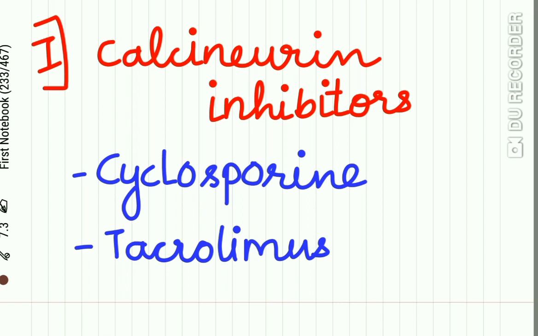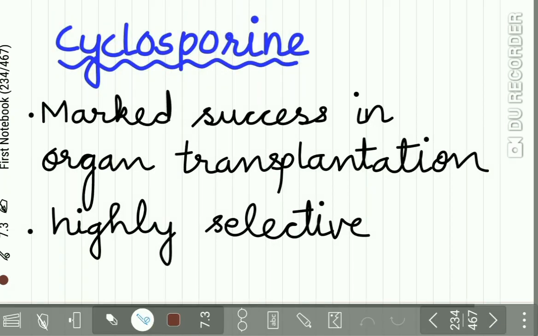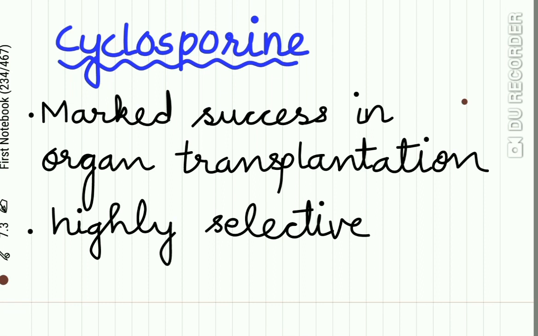First, the calcineurin inhibitors, let us study them. The calcineurin inhibitors include cyclosporine and tacrolimus. Now, this cyclosporine is a cyclic polypeptide and it is a highly active immunosuppressant agent, and it has shown marked success in organ transplantation.